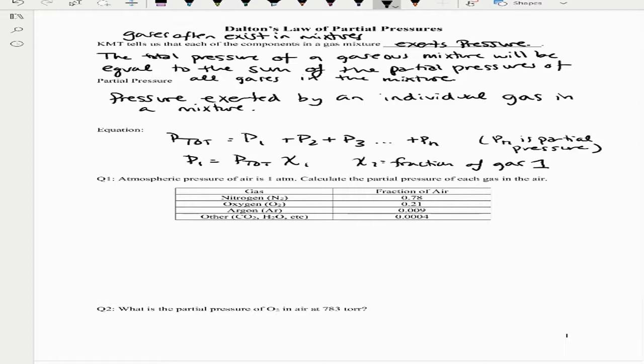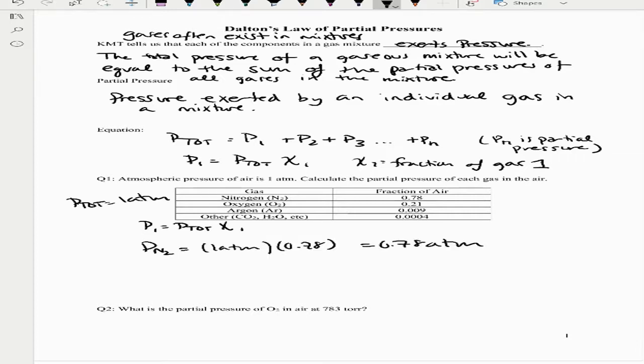The first question is that the atmospheric pressure of air is 1 atm, and to calculate the partial pressure of each gas in the air. And so if we use the equation P1 equals P total times the fraction of 1, we can plug this in for each component. So you'll see we have the total pressure multiplied by the fraction, which we were given in this table, and then we can solve for the partial pressure of nitrogen. The same can be done for all the other gases.